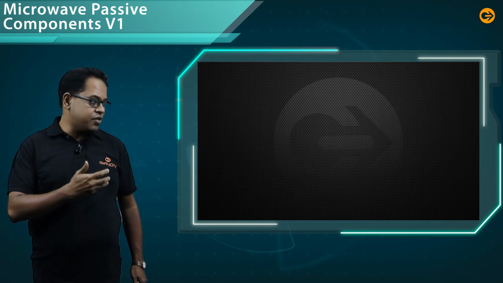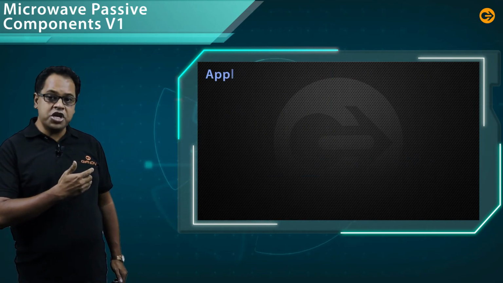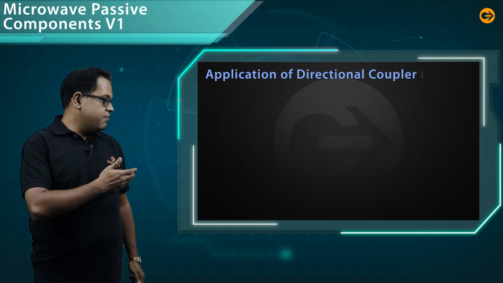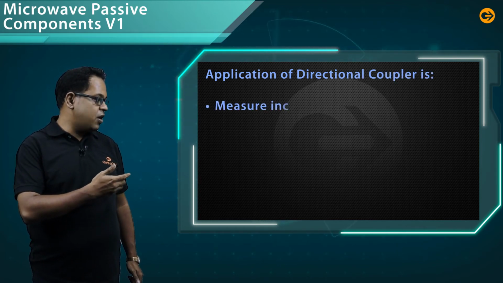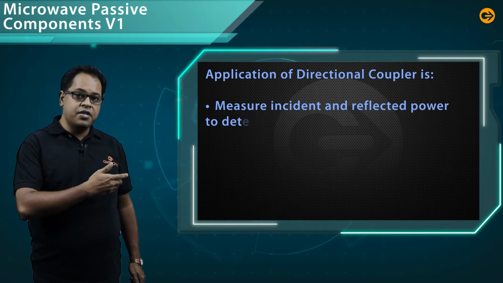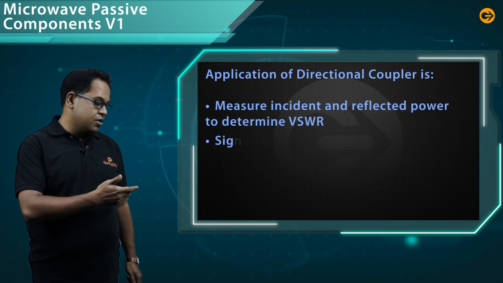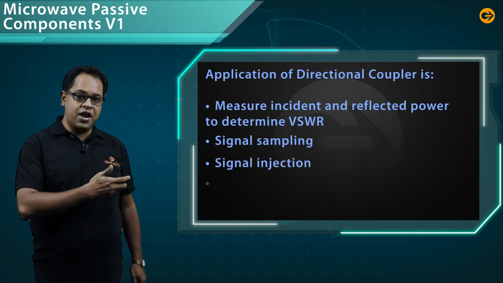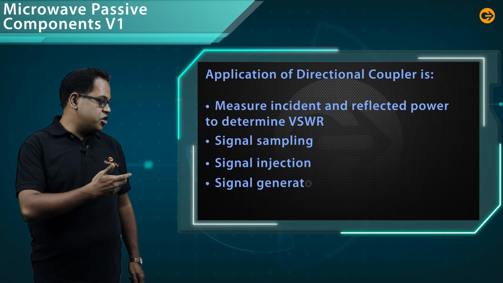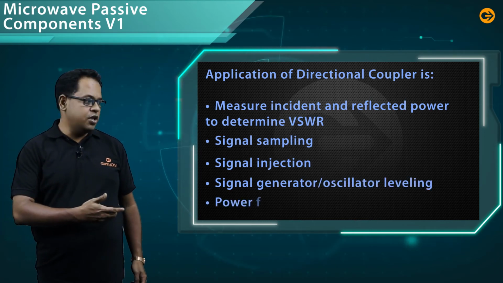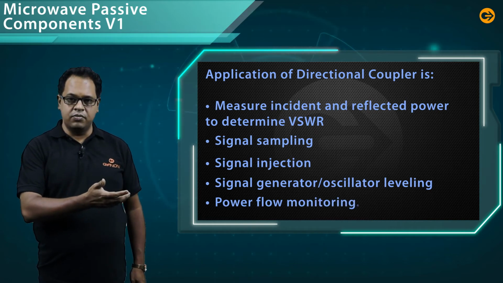Lastly, we are going to discuss the applications of the directional coupler. The first application is to measure incident and reflected power to find VSWR. Second one is signal sampling. Third one is signal injection. Another application is signal generation or oscillator leveling. The last application of the directional coupler is power flow monitoring.